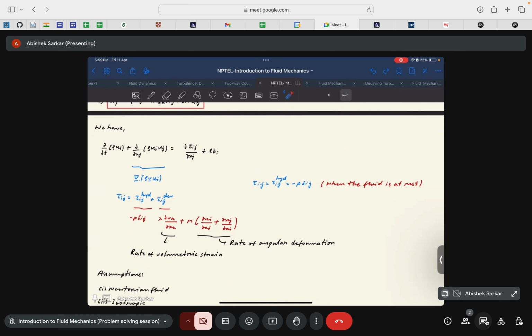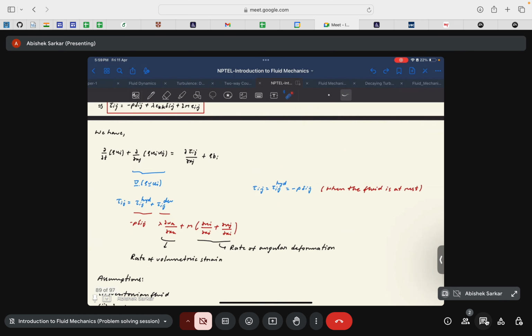So right now we again look into each and every term here. We had the stress tensor decomposed into minus p delta_ij plus lambda e_kk delta_ij plus 2 mu e_ij, 2 mu times e_ij. Just give me one second.